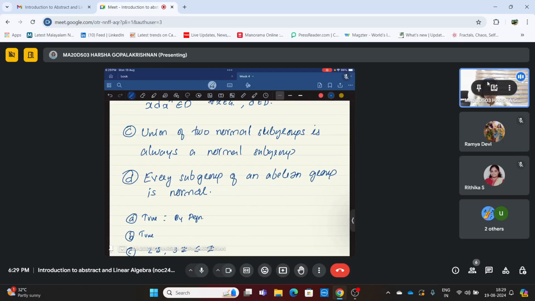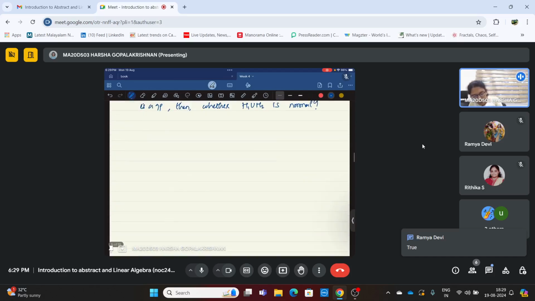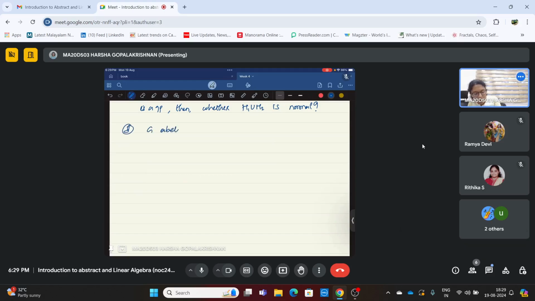Every subgroup of an abelian group is normal. Yeah, true. Very good. So, if G is an abelian group, what condition do we have? AB equal to BA condition is there. Now, H is any subgroup. The question is whether this subgroup is a normal subgroup or not.